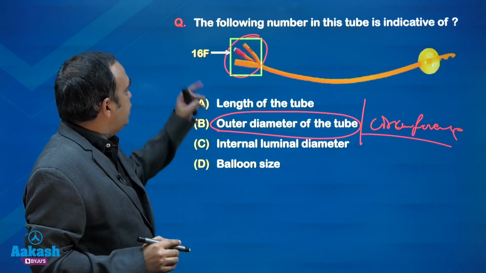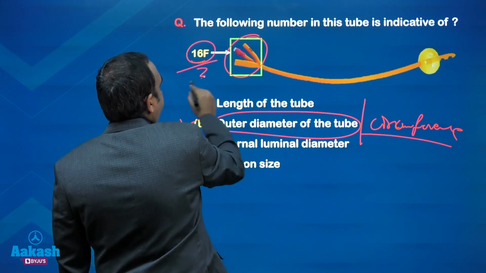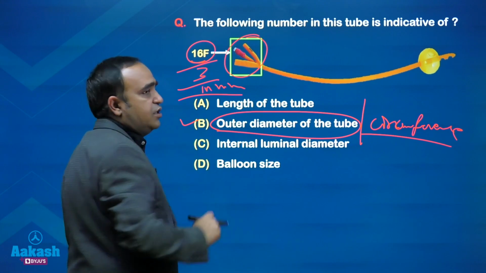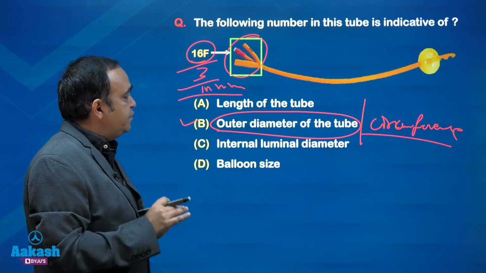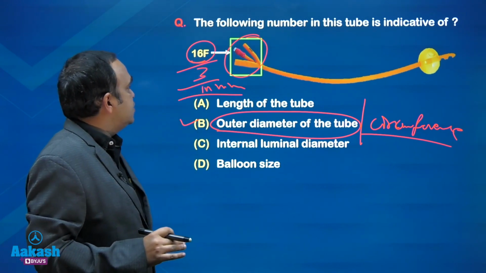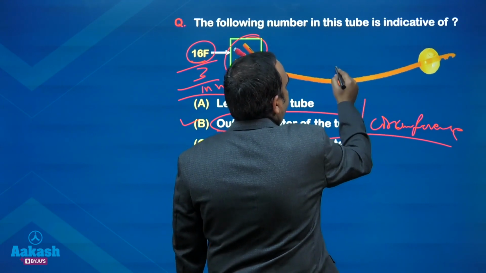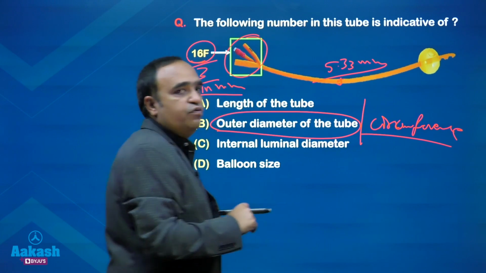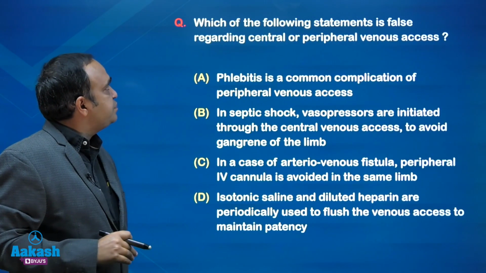Now what is the outer diameter? Usually the French size divided by 3 in millimeters. So 1/3 of this number in millimeters roughly is the size of the tube, that is the outer diameter. So if it is a 16 French tube, the outer diameter will be 5.33 millimeters. So that's how we calculate it. So again, very easy and straightforward question.